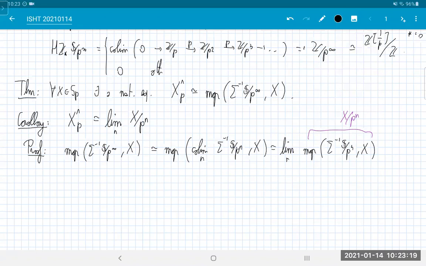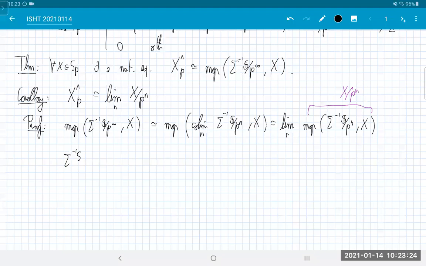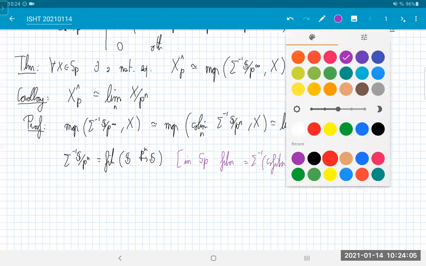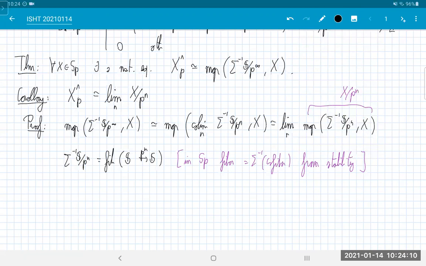So how does this work? Well, sigma inverse of S mod P to the n is the fiber of S multiplication by P to the n, because S mod P to the n is the cofiber by definition. And in spectra, the fiber is the desuspension of the cofiber. This follows from stability. Again, because you have a square, it's a pushout, it's a pullback. Or if you want, the cofiber is the suspension of the fiber. Same thing, really. And so maps from sigma inverse S mod P to the n into X is the cofiber of maps from S to X, P to the n, maps from S to X. And that's exactly X mod P to the n.